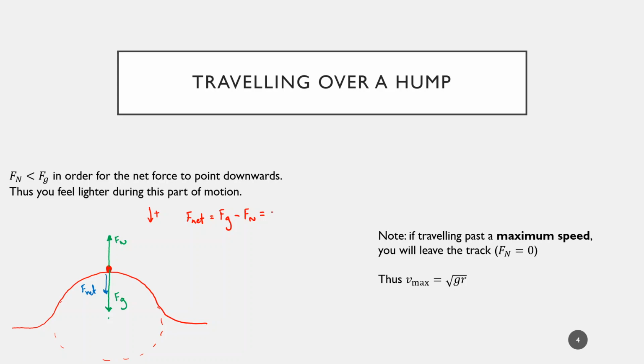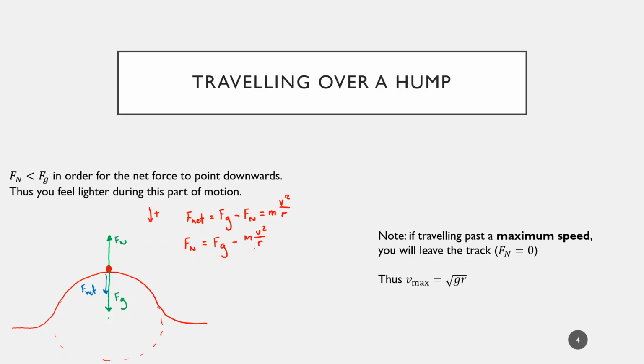mv squared on r. Okay? So we've got this little relationship here. Now, some things that we can analyze. You can rearrange and calculate the normal force if you like. All you're going to do there is swap the normal force and mv squared on r, and you'll get normal force is gravitational force minus mv squared on r.